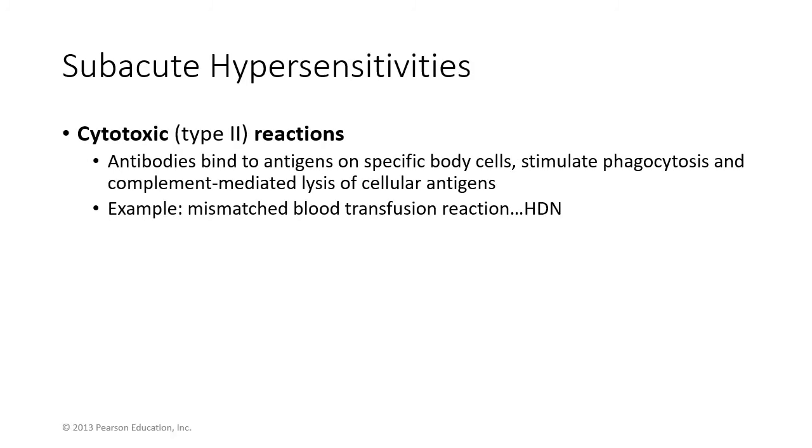Now the type 2 reactions are called cytotoxic. This is where antibodies are developed that bind to antigens on specific body cells. So you develop antibodies that start attaching to your own tissues, and stimulate phagocytosis and complement-mediated lysis of cellular antigens. So an example of this would be mismatched blood transfusion reactions or hemolytic disease of the newborn, what happens with an RH mismatch.